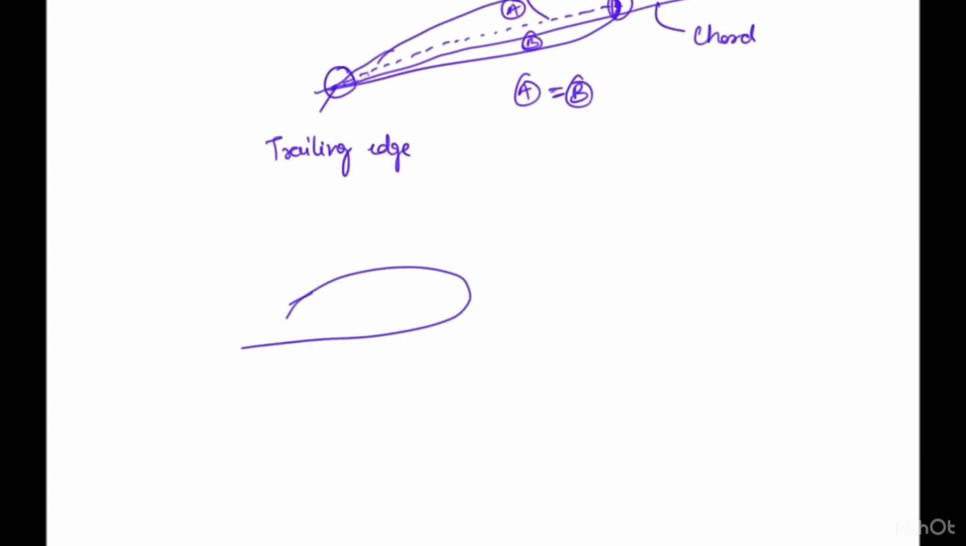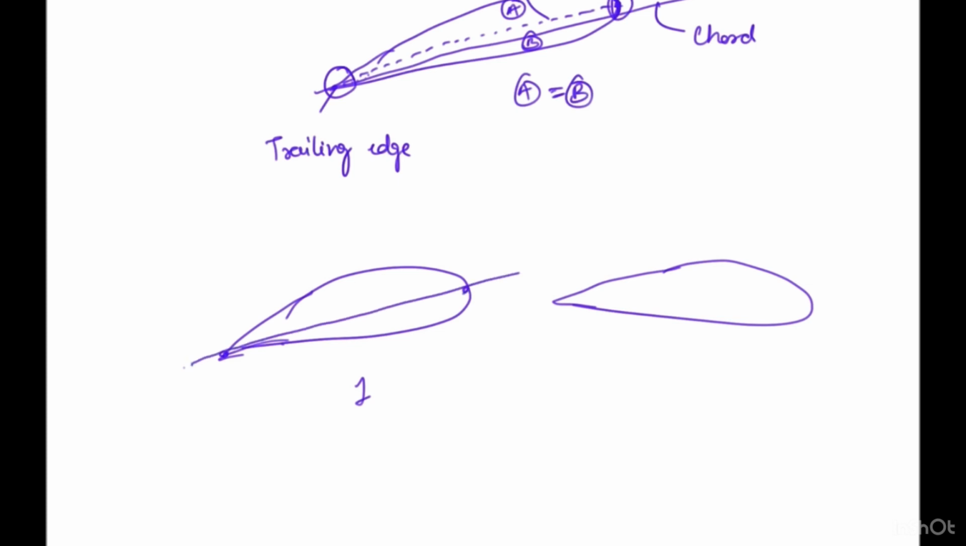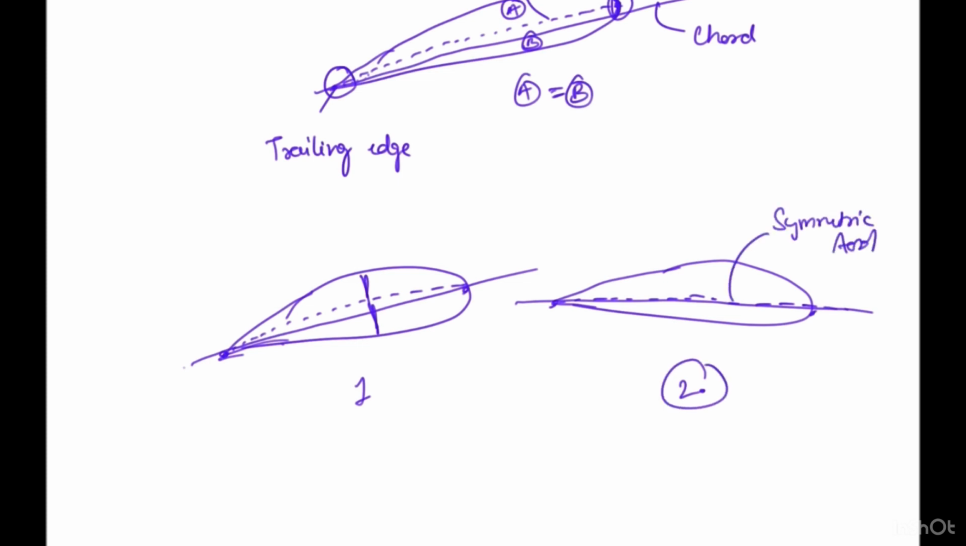Let's say there is aerofoil 1 and aerofoil 2. If we make a chord line, that means we join the trailing edge and the leading edge with a straight line in both aerofoils 1 and 2, and then we draw the camber line. In figure 2, if the camber line coincides with the chord line, these are known as symmetric aerofoils, and the others are known as asymmetric.